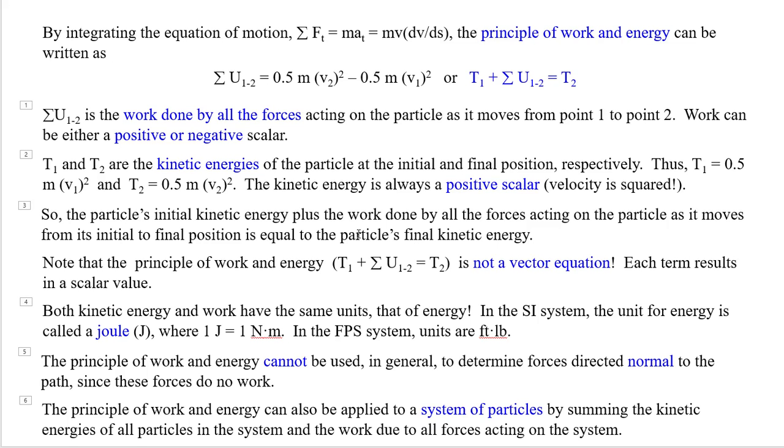The big things we got to remember out of this is it's not a vector equation. Because we're using the scalar, we're using the dot product, we can get rid of that vector notation. We also want to know that our units are in joules and they're in foot-pounds if we're in the English system. So we're dealing with those energies. And the principle of work and energy cannot be used to determine forces directed normal to the path. This is one of the places that we're making that change, that when we're doing work, we're doing that work along the path of the motion, and work isn't being done in that other dimension.